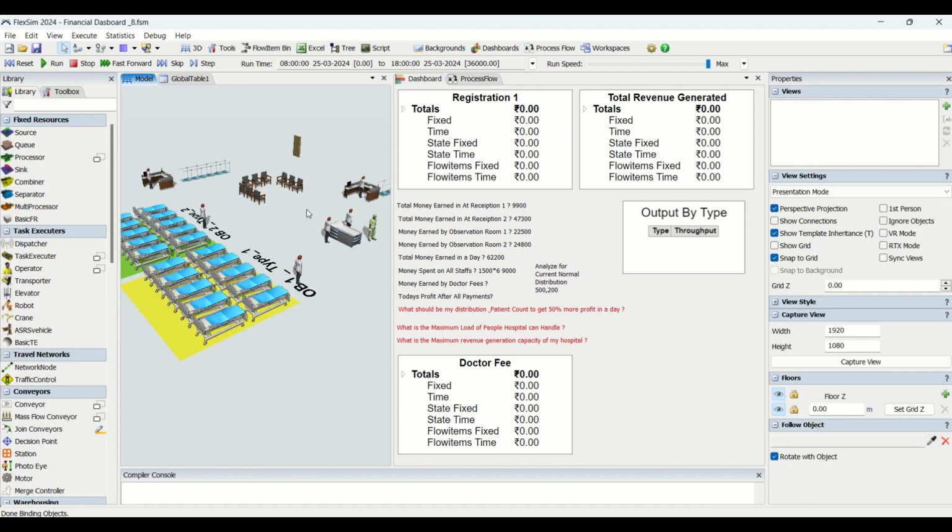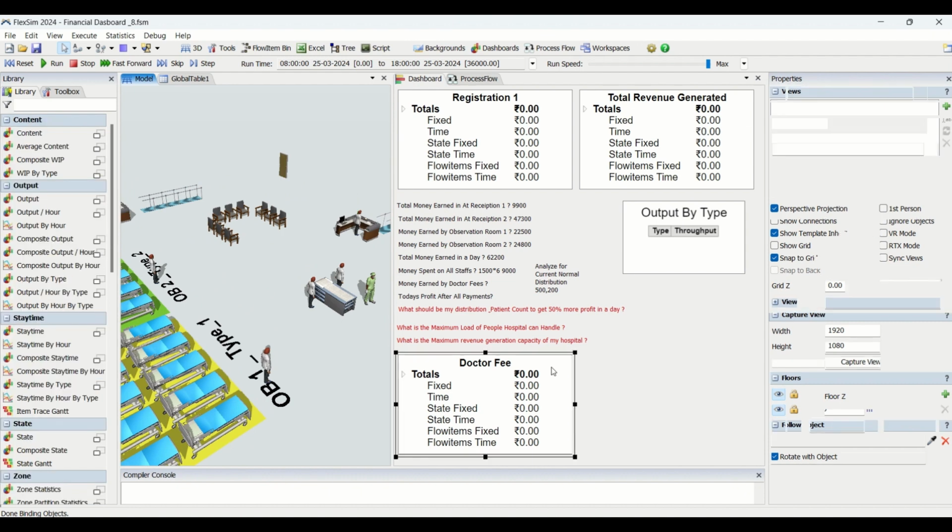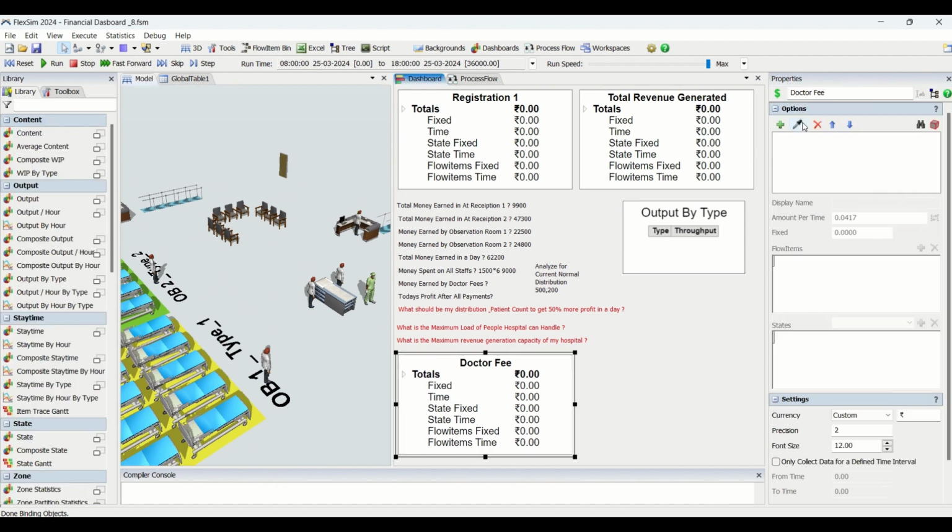Now let us go to the financial dashboard and select our doctor, who is going to be a surgeon 1, and we need to apply charges to the doctor based on the fees he is going to charge. So the input is that the doctor is going to charge 150 Indian rupees every hour.